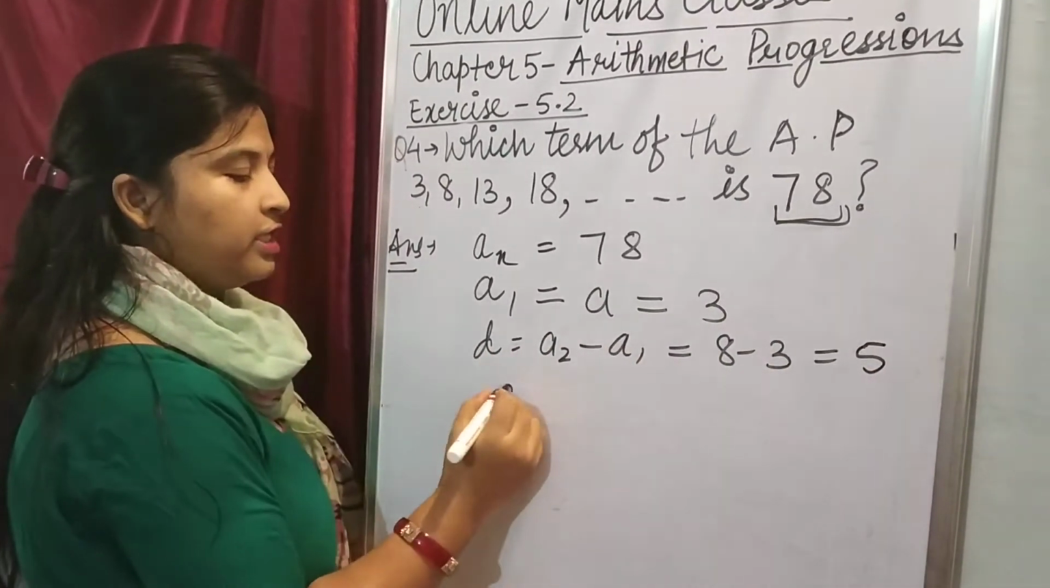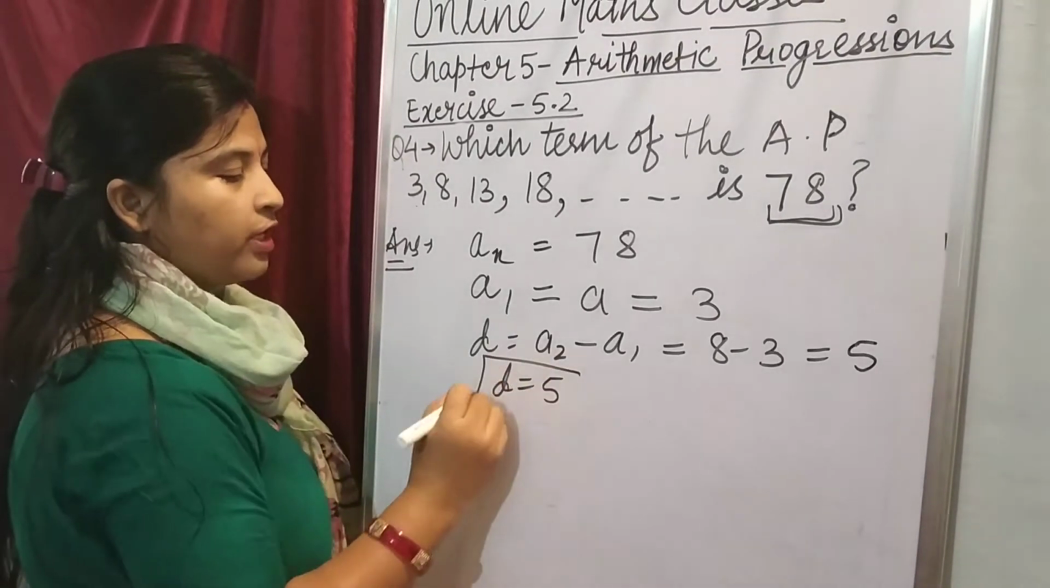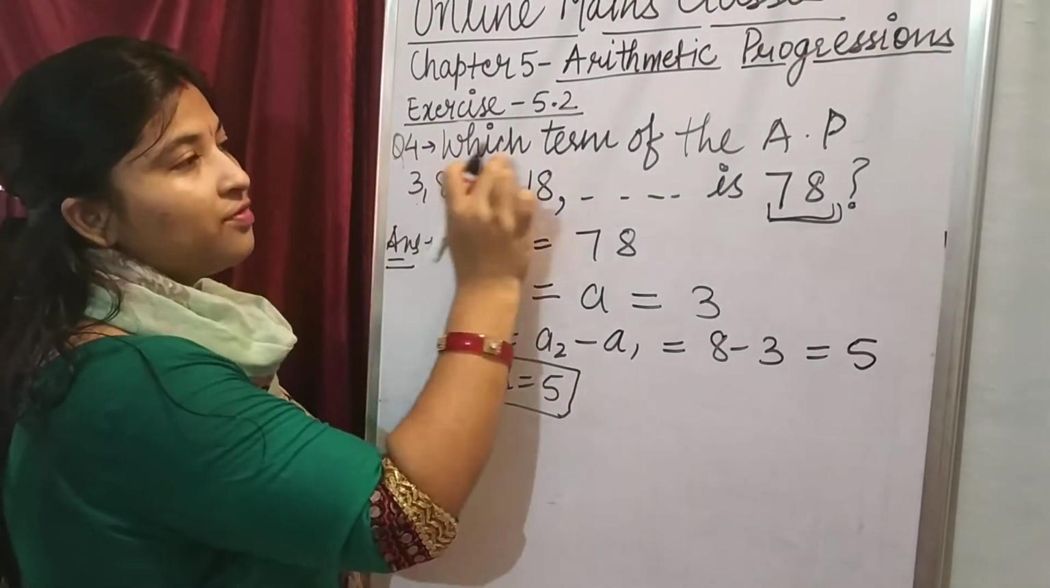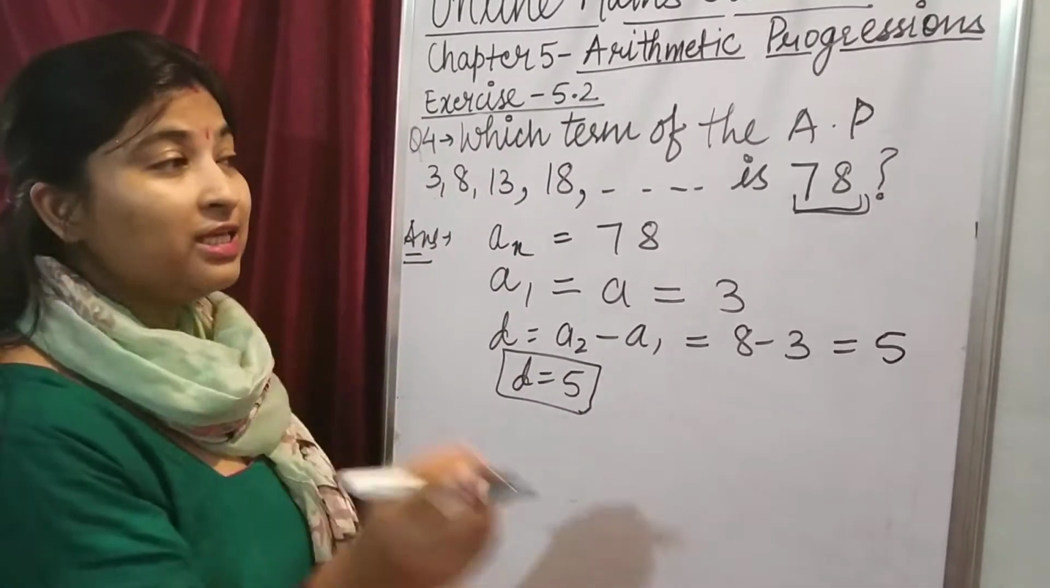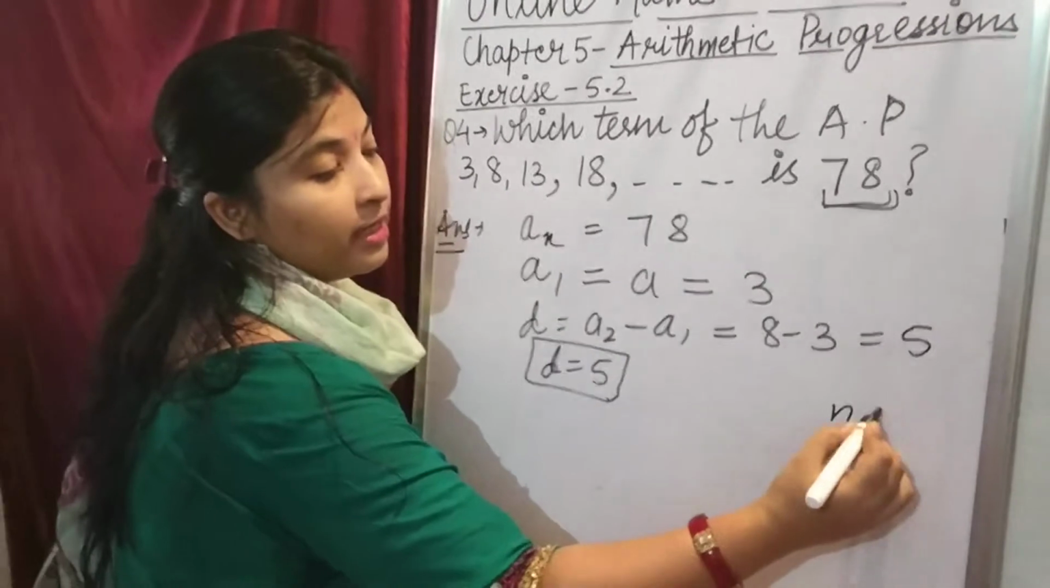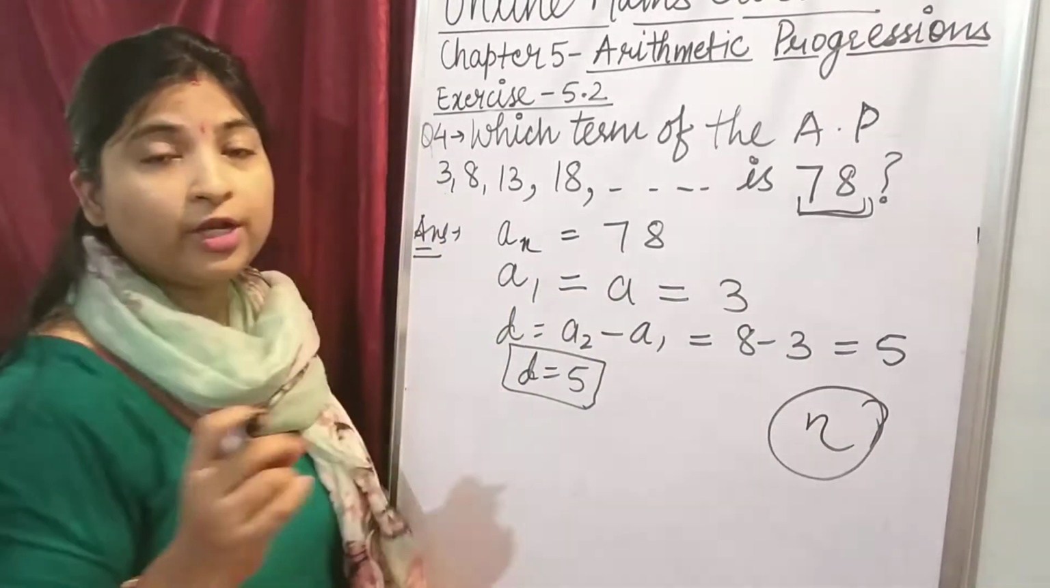So the value of D over here is 5. Now they are asking which term. Whenever you have "which term", they are actually talking about N. We have to find the value of N.